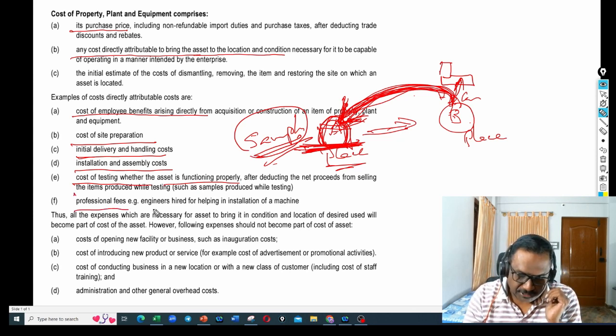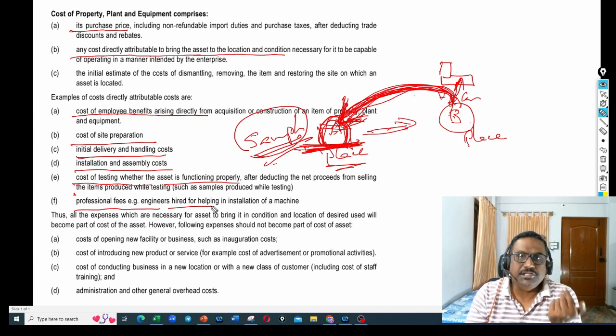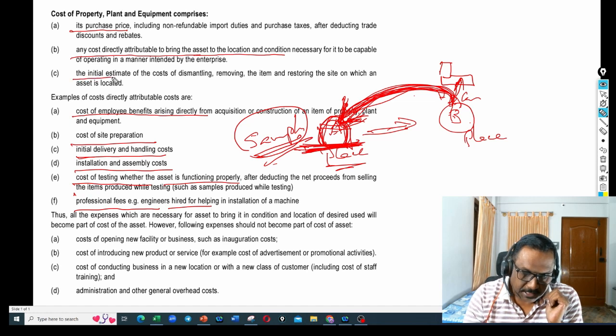Then professional fees, engineers hired for helping or installing a machine. So you need to hire some skilled people like engineers or technicians. So you need to pay something for installation. So that amount is also considered as directly attributable cost. Clear? Next.